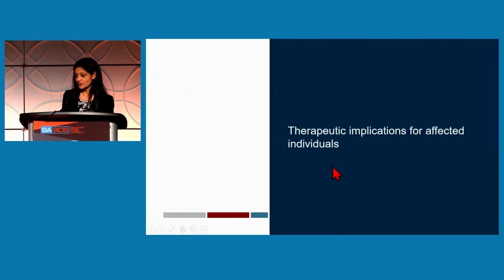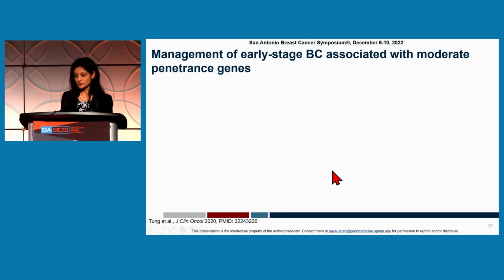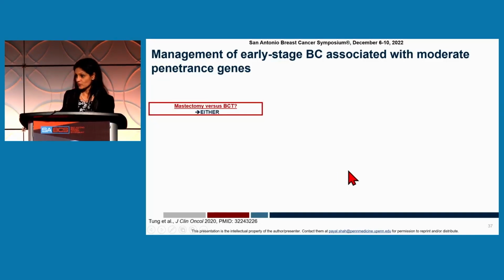Moving on to therapeutic implications for affected individuals. First, with respect to early-stage breast cancer, should patients have mastectomy or breast conservation therapy? Either is acceptable. There has not been shown to be a mortality benefit with mastectomy, and so this often comes down to shared decision-making that takes into account a patient's overall health status and the willingness to tolerate risk.